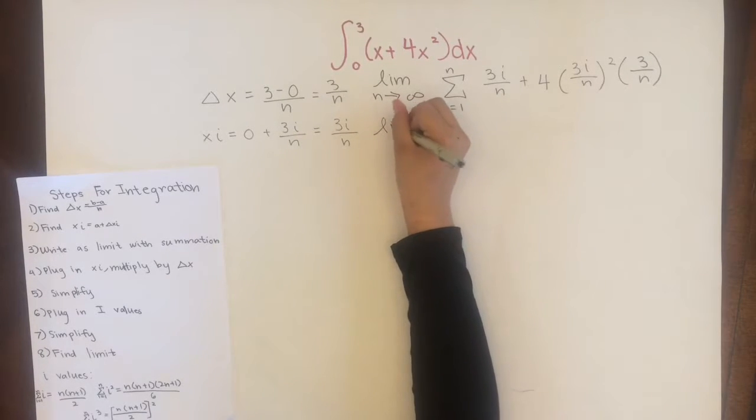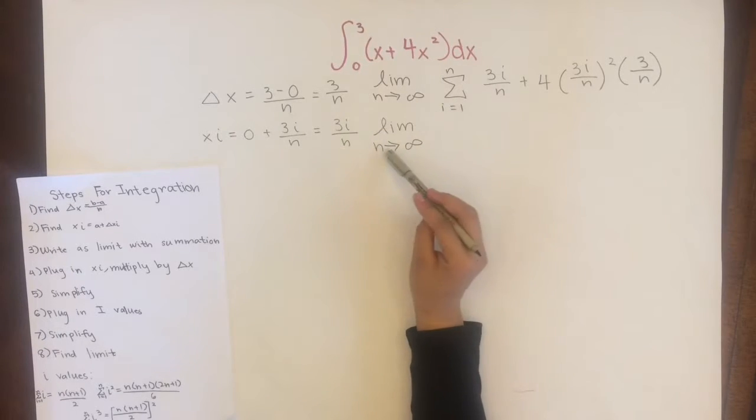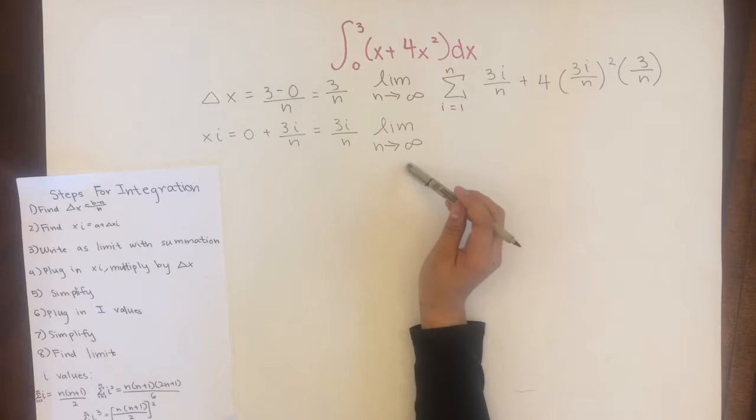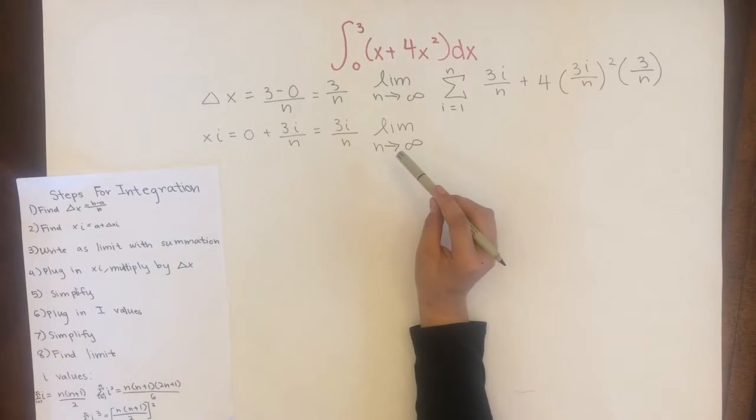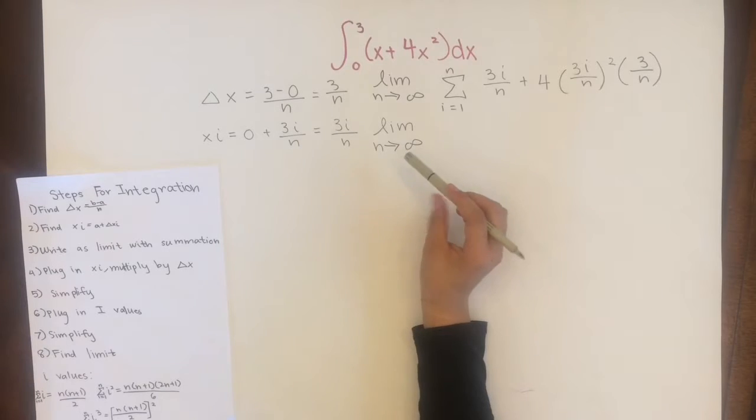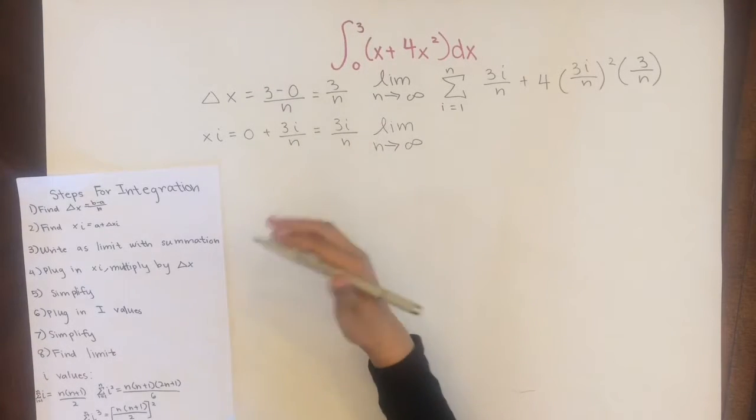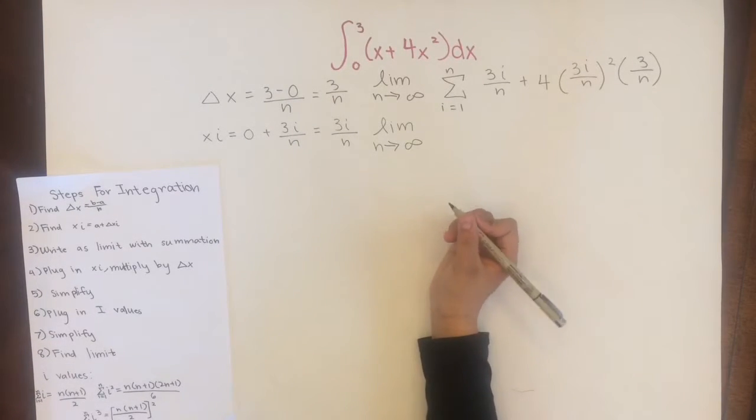And now that we have that, we can now simplify it even more. And so we do limit n towards infinity. And the reason that you do limit of n towards infinity is because if you think about it, n is the number of rectangles that you have technically, and if you have an infinite number of rectangles, that is the most accurate Riemann sum, or the most accurate area under the curve, and that's what an integral is.